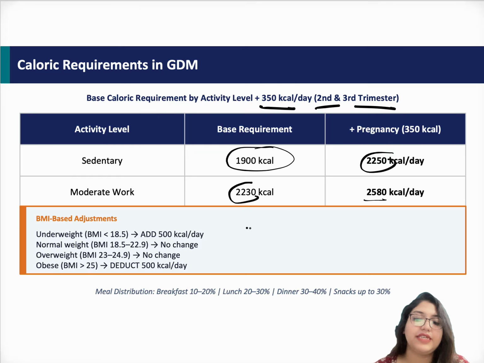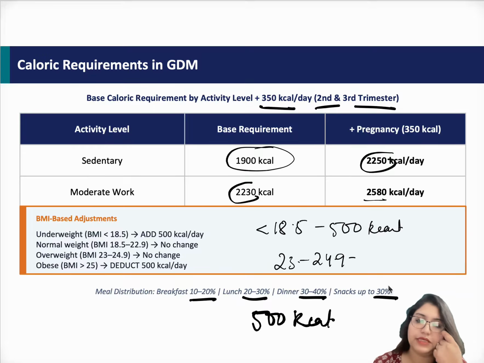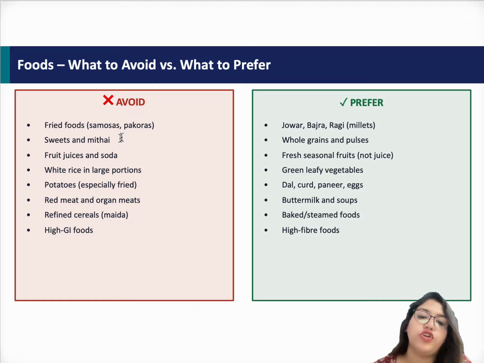Now BMI based adjustment. If she is underweight, less than 18.5, you add 500 kilocal per day based on the activity level. If normal, then no change. Overweight, 23 to 24.9, no change. Obese, you have to deduct 500 kilocal per day. So breakfast 10 to 20% meal distribution, lunch 20 to 30% of calories, dinner 30 to 40%, snacks up to 30%. What to avoid and what to prefer in food.